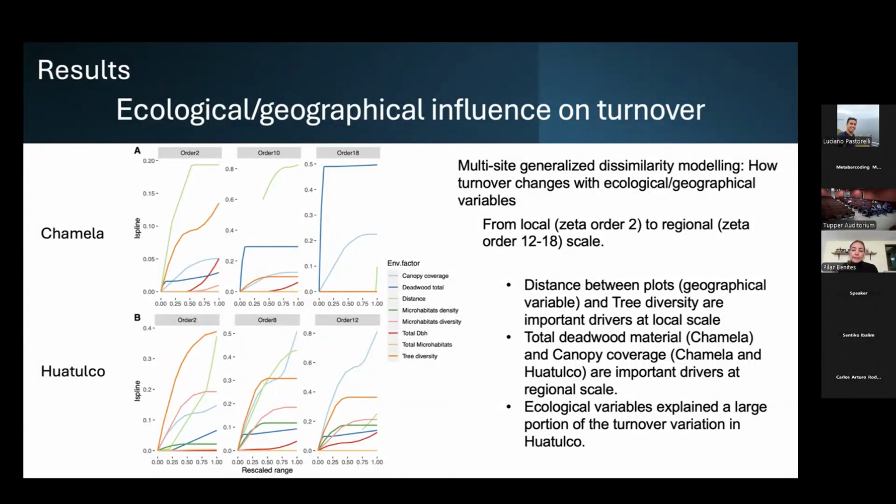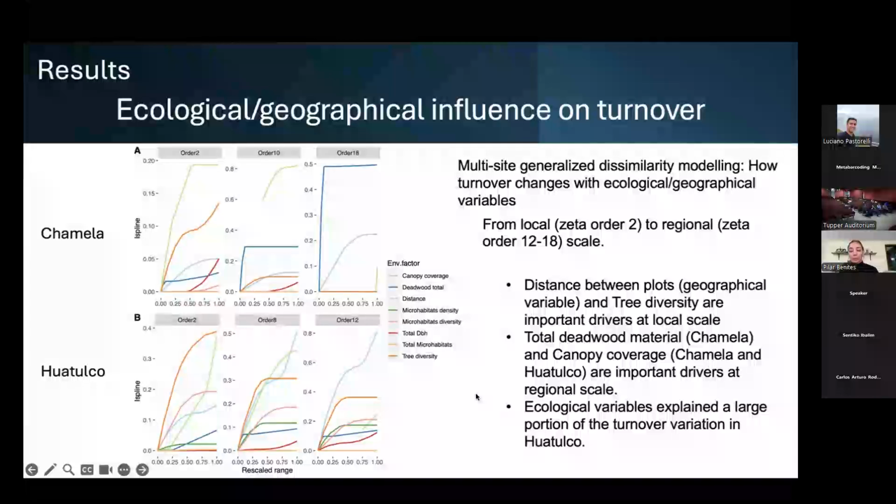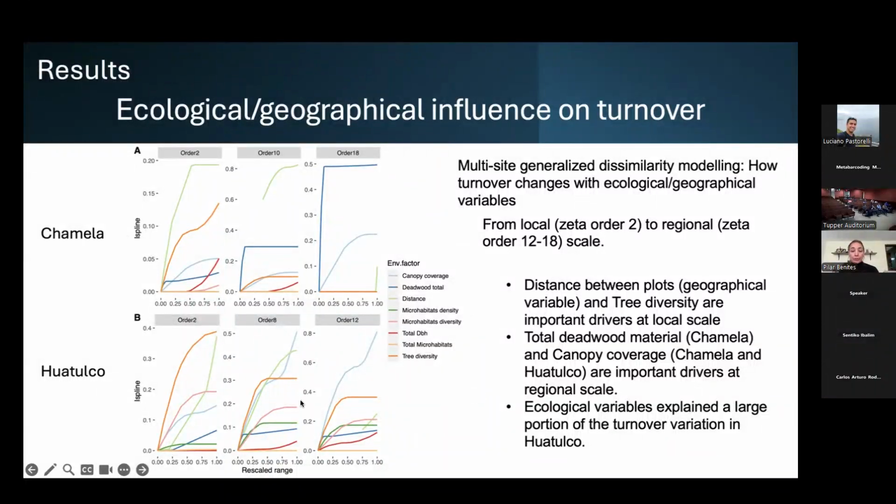So we see that distance between plots, which is a geographical variable, and tree diversity are important drivers at a local scale of order 2, while total deadwood for Chamela and canopy coverage, both for Chamela and Huatulco, are important drivers at regional scale.